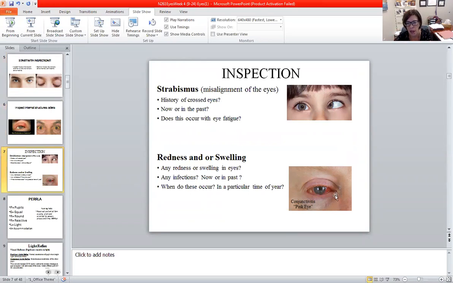In this case, look at the eye. It's all red in the sclera and even on the outside. So that's what you call pink eye or conjunctivitis. That can be bacterial or viral. But you're looking at the eyelid. Is it red? Is it swollen? Are there any infections? When did these occur? What time of year?